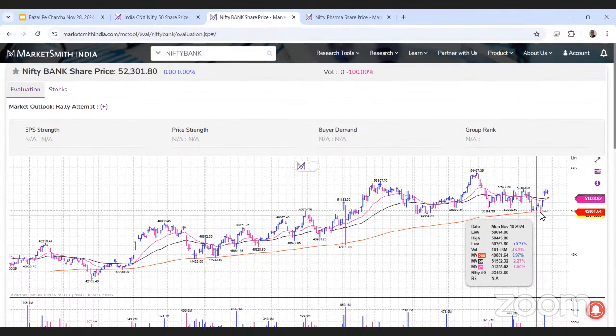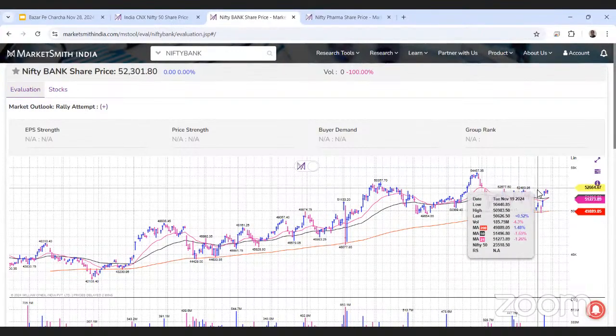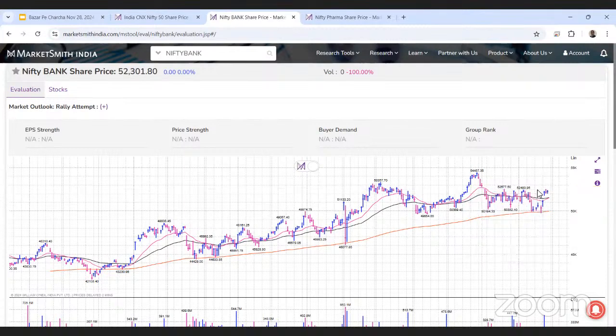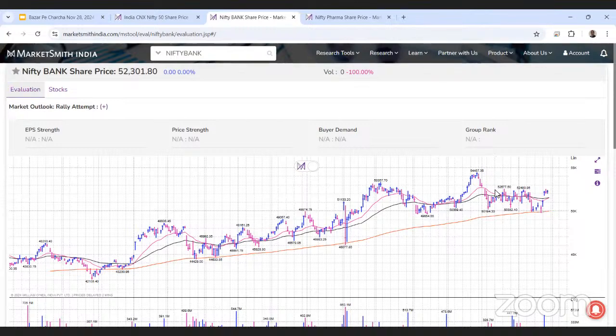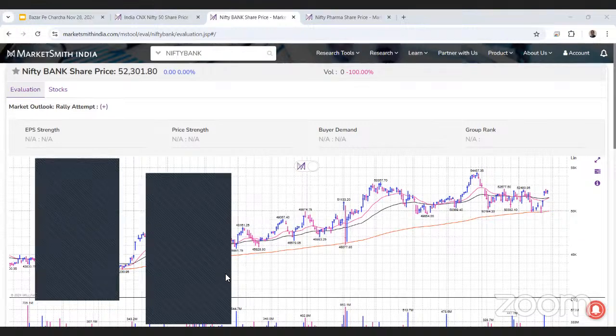Here you can see the orange line. It took support around the 200 DMA and bounced back, and now it has moved into a confirmed uptrend or rally as per O'Neill methodology. It is hovering around the upper band of this resistance area, which is placed at roughly 52,500. Unless it crosses and holds above 52,500, in today's trading session it tried to hold at a higher level but again failed, and closed around 52,000.